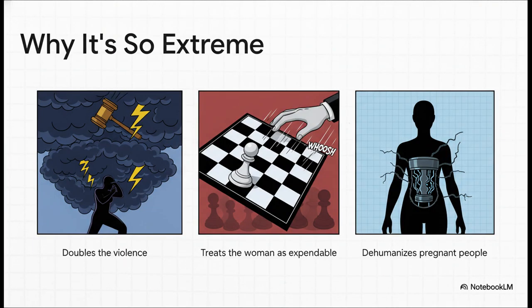Let's just break down why the source sees this as so ethically extreme. Forcing a rape victim to carry a pregnancy to term essentially inflicts a second act of violence upon her. Banning abortion even when the woman will die treats her life as expendable. Her body is just a means to an end. In every one of these cases, it fundamentally dehumanizes the person who is pregnant.